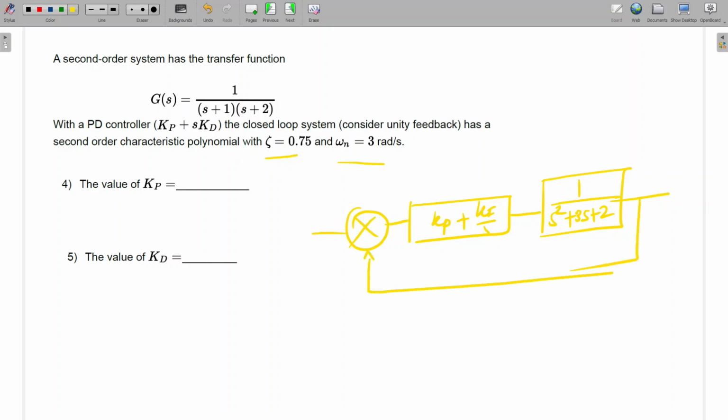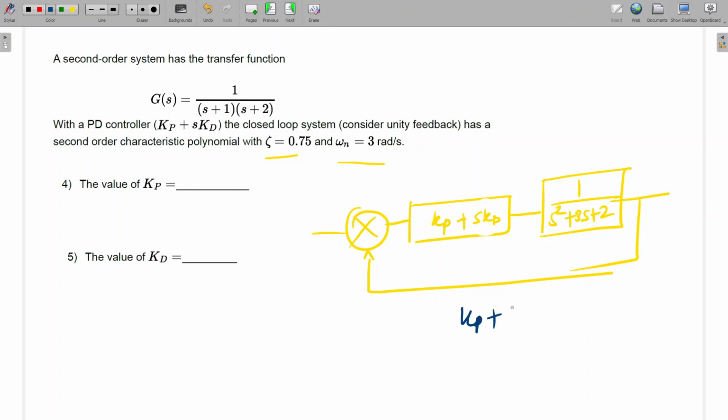Is it correct? No, Kp plus S Kd. The second is Kd. Kp plus S into Kd. Is it clear up to now? Yes, sir. So what will be the transfer function? That will be G by 1 plus G.